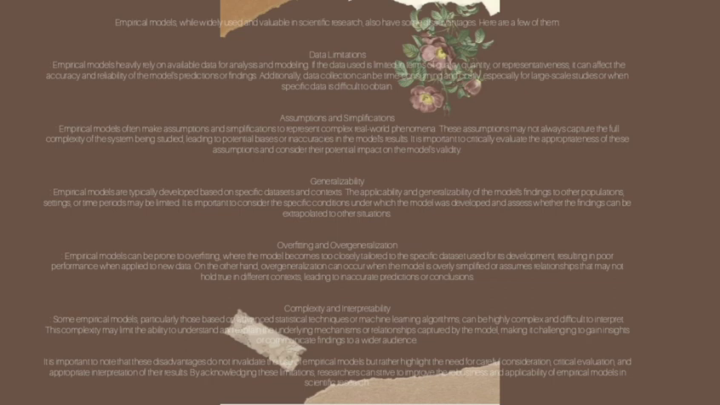Next is overfitting and overgeneralization. Empirical models can be prone to overfitting, where the model becomes too closely tailored to the specific datasets used for its development, resulting in poor performance when applied to new data. On the other hand, overgeneralization can occur when the model is overly simplified or assumes relationships that may not hold true in different contexts, leading to inaccurate predictions and conclusions.